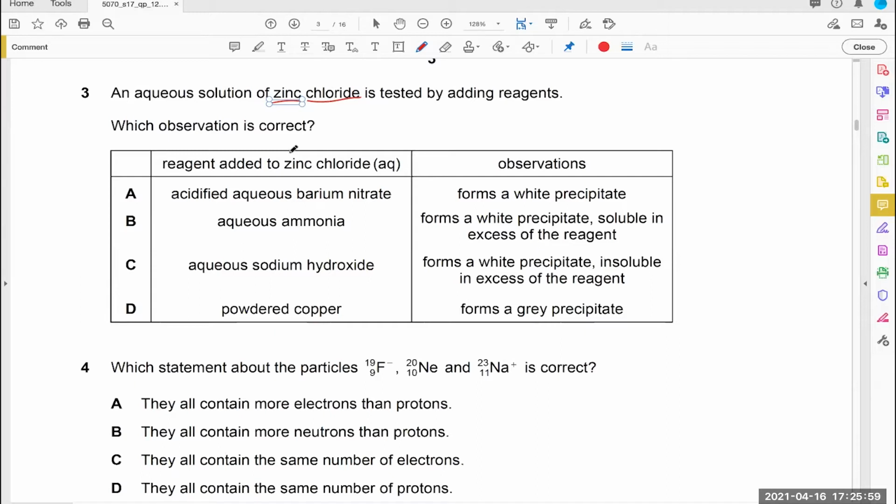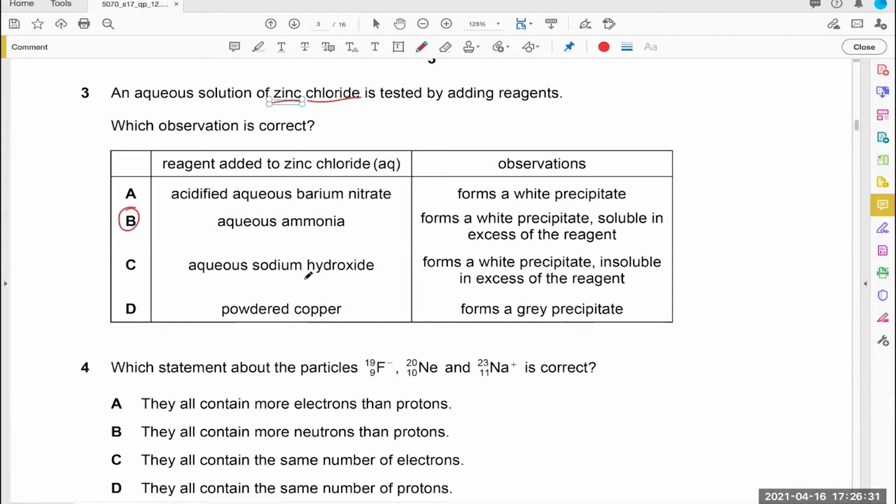So reagents added to zinc chloride, acidified barium nitrate. Barium nitrate is a test for sulfate. Why? Because barium sulfate is white. In this one, barium nitrate will react and form barium chloride, which is going to be soluble in water, so there won't be any precipitate forming. So this one's wrong. Aqueous ammonia that we use to test for the cation, and we know the zinc forms a white precipitate that dissolves. So that's what's happening in B.